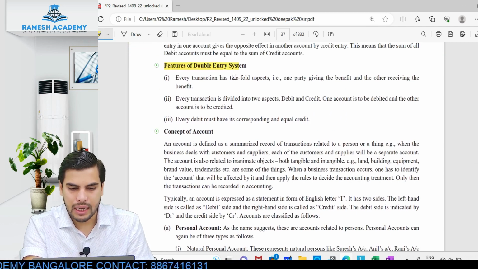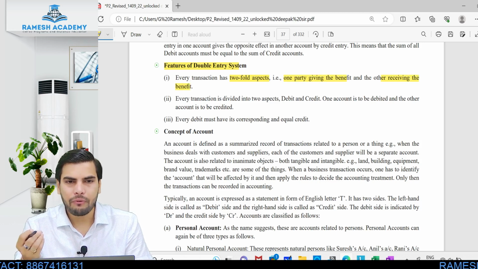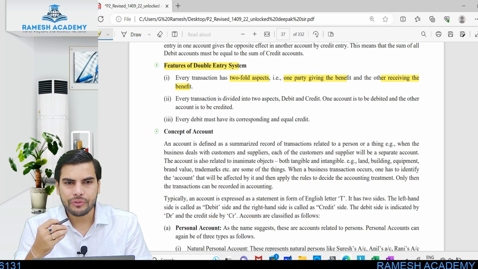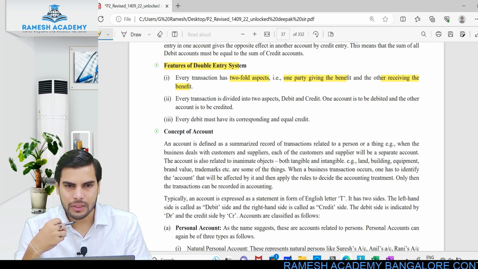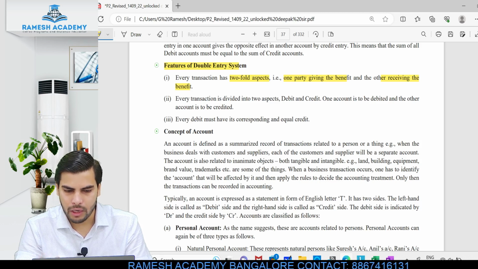Every transaction has twofold aspects, that is, one party giving the benefit and the other party receiving the benefit. Any transaction you see, the benefit for one is as good as a burden for the other. Clear? So if I am selling goods to you guys, I will be receiving some benefit. What benefit will I be receiving? I will be receiving the cash from you guys, so you will have to pay that cash. So the benefit for one person would be payable, or a burden, for the other person. As simple as that.